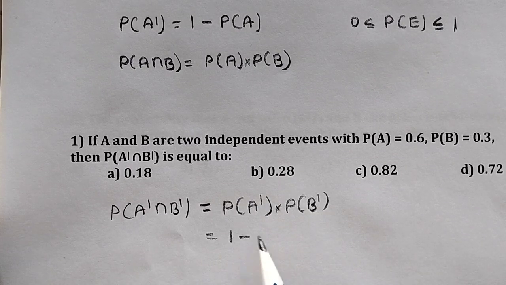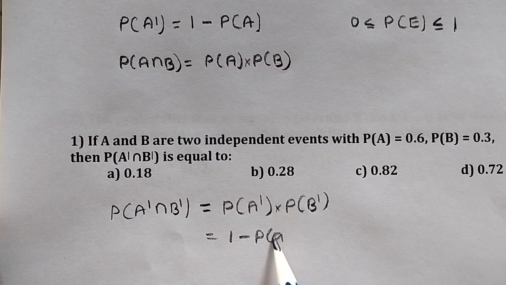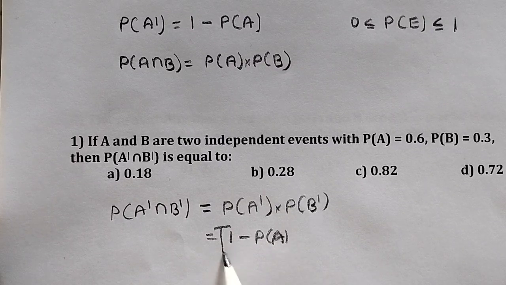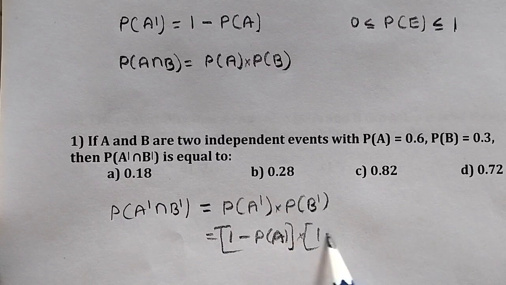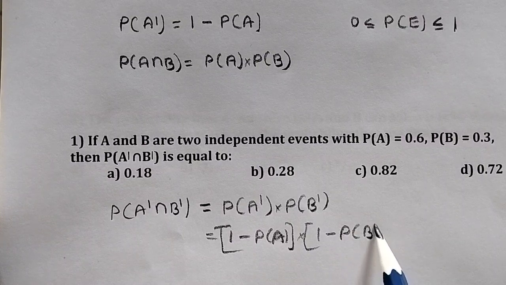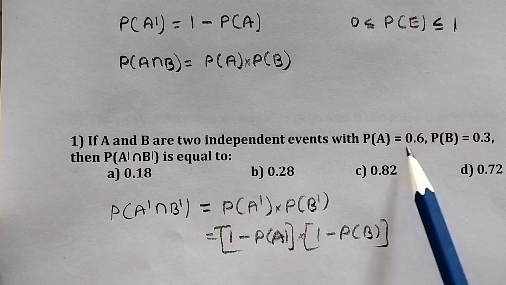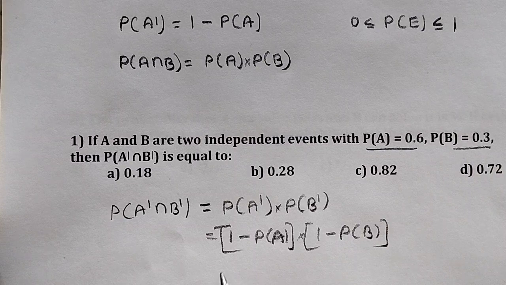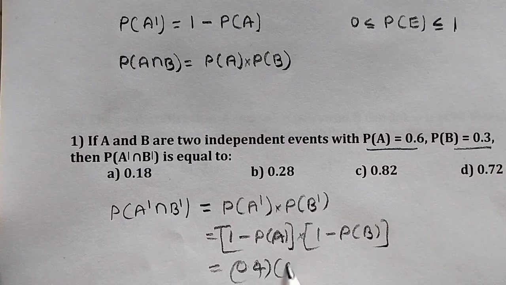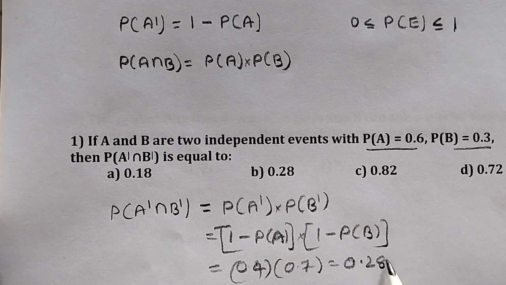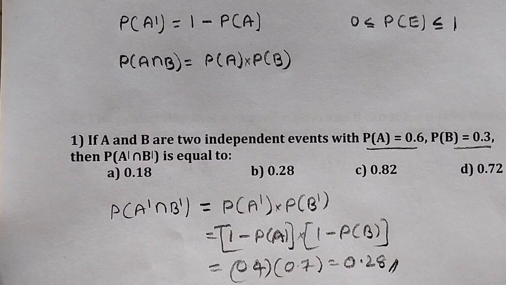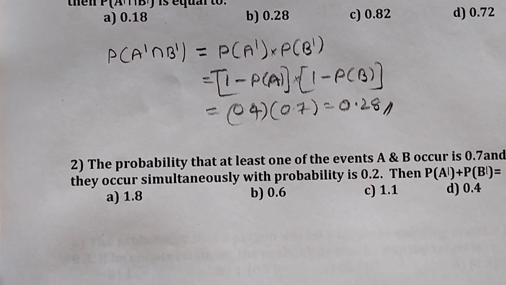That is equal to (1 minus P of A) into (1 minus P of B). The P of A and P of B values are available. Now this will be 0.4 and this is 0.7, so that is 0.28, the correct answer.